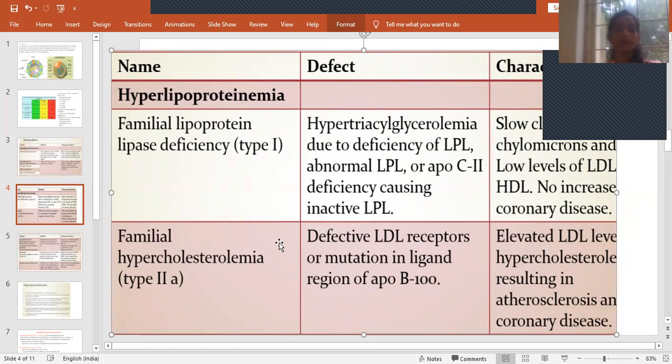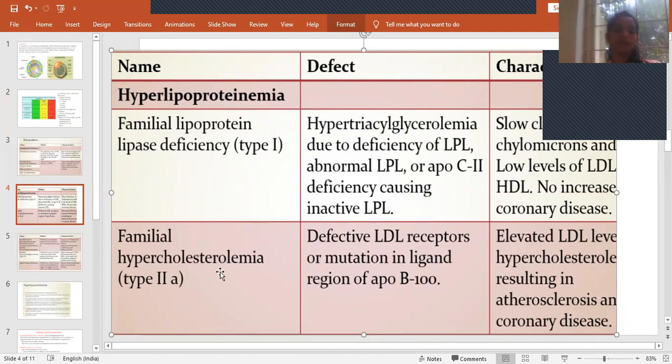And then familial hypercholesterolemia. So once again, in this type 1, as there is deficiency of lipase, it doesn't undergo metabolism, so the lipoprotein levels will be high. Actually, it has to undergo metabolism, but it doesn't due to deficiency of lipase, so the levels will be high. So we call it hyperlipoproteinemia.